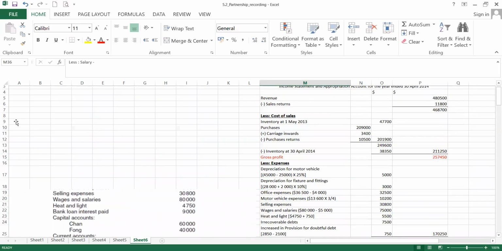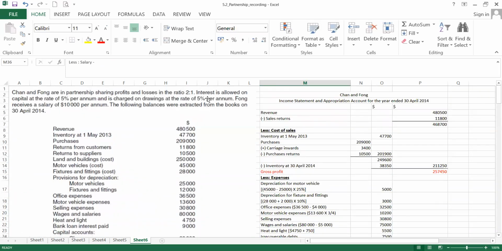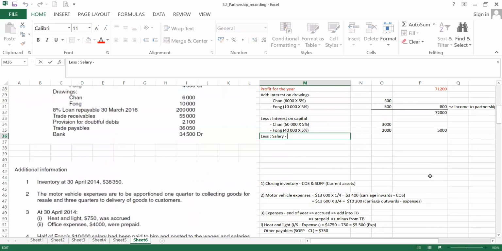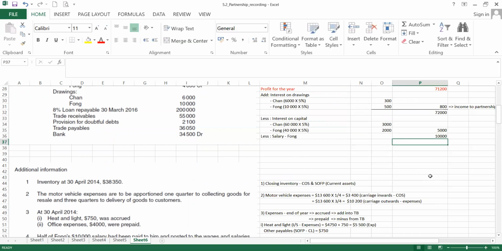Another one, salary. See from the top, they say that Fong received a salary of 10,000. So this 10,000 is for Fong only, 10,000. Have to minus. So we take this amount minus these two. So we get the profit share. These two amounts are the expenses to the partnership.